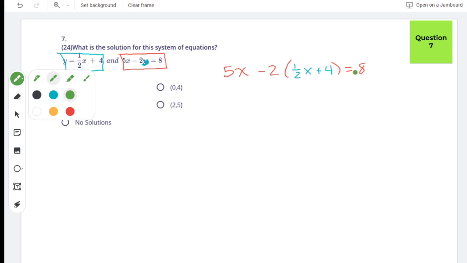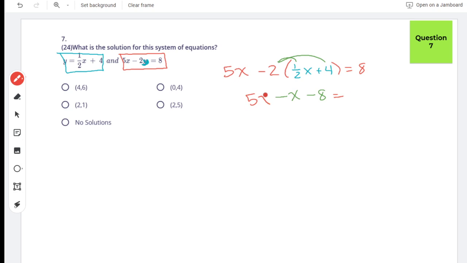So now that we've substituted in, we're going to use distribution to remove the parentheses from the problem. So negative 2 times 1/2 x is negative 1x, and negative 2 times a positive 4 is a negative 8. Now don't forget when you distribute that the rest of the problem still exists here. So I still have a 5x in the beginning and an equals 8 at the end.